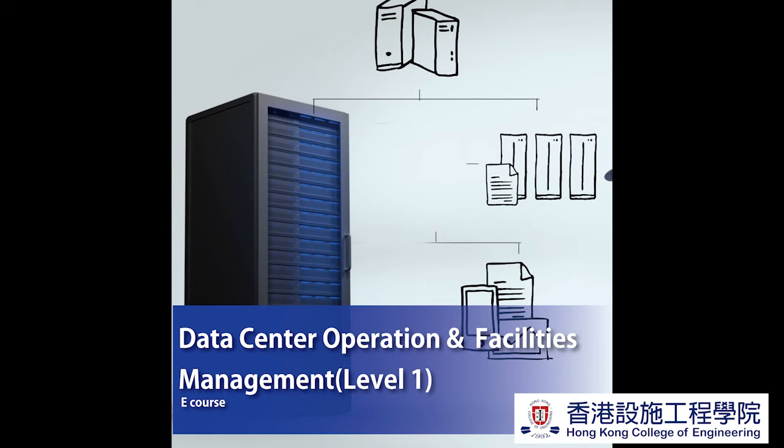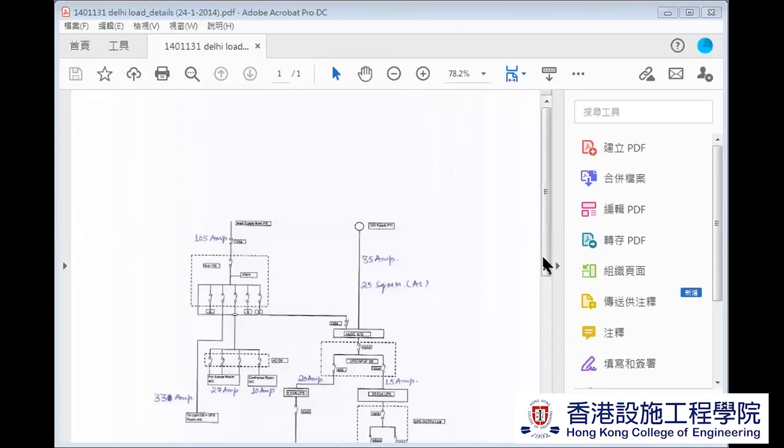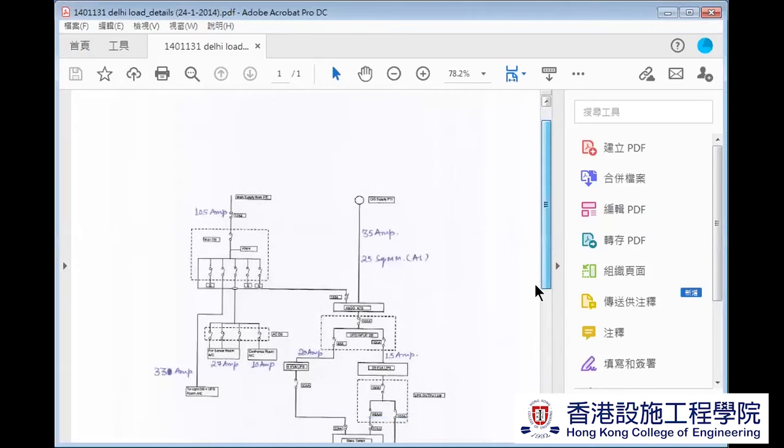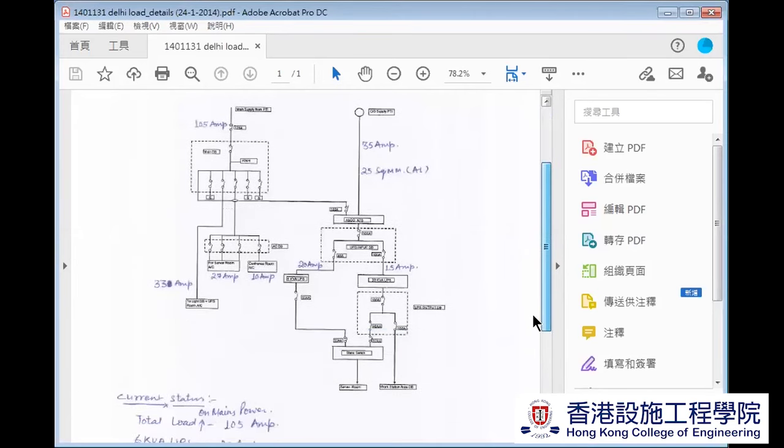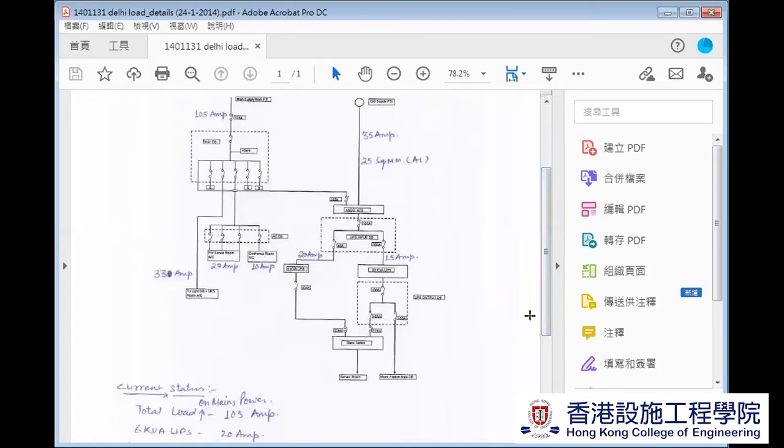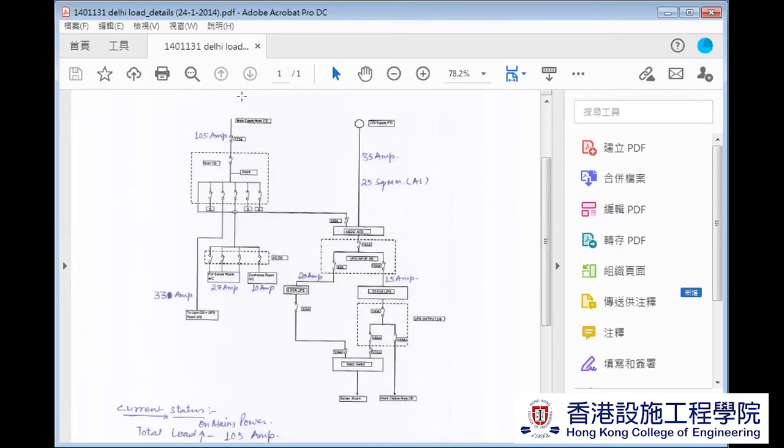Here we go. Okay, so look at this one, right? This is a very important diagram. In fact, this is a very simple power supply in one of our clients' daily offices, right? And the important thing here is, you look at this drawing, although there's some handwriting there, it's very clear that you can see there's a 105 amp incoming distribution board. It's a very small one.